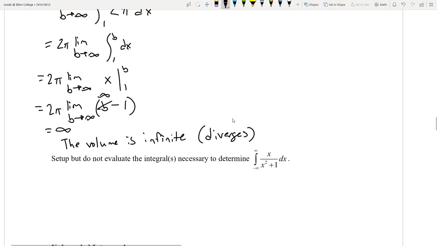So we will look at also one where we have negative infinity to infinity. This one says set up but do not evaluate. So that's nice. We don't actually have to do the integrals. We just have to show that we can set them up with the proper limits.